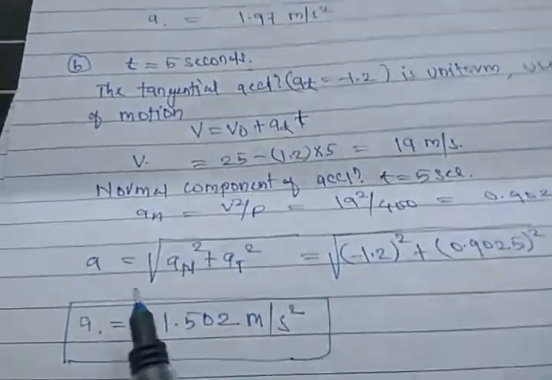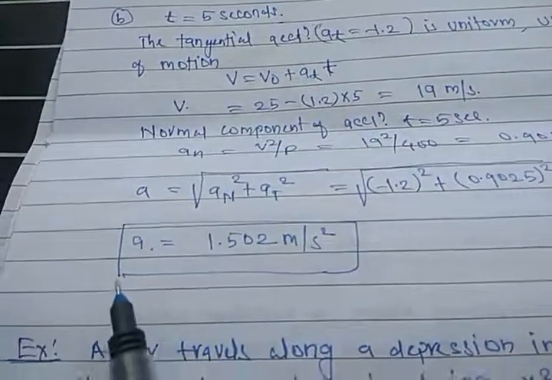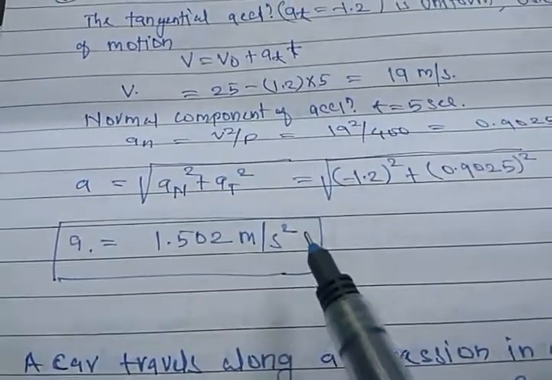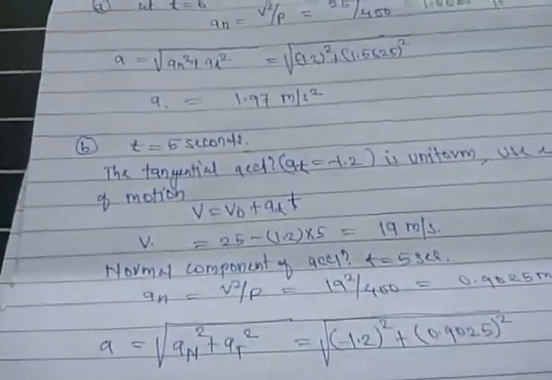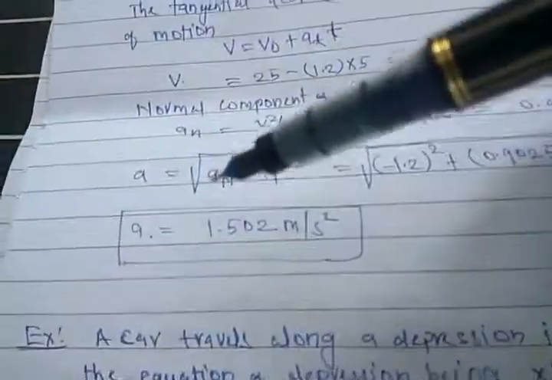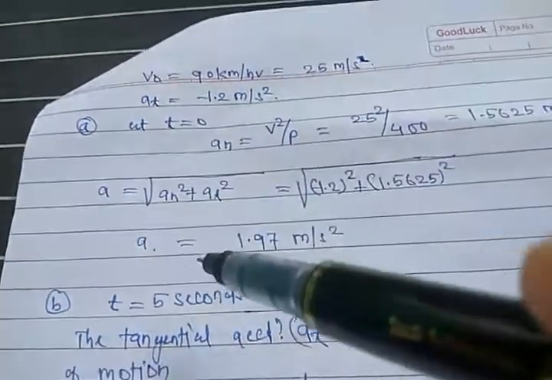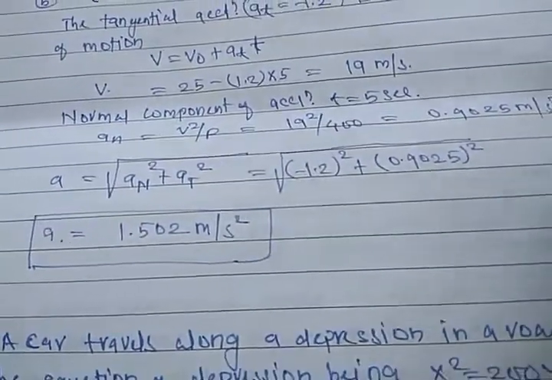Now a is square root of an square plus at square, so a is 1.502 meter per second square. Okay, so acceleration at t equals to 5 seconds and acceleration at t equals to 0 seconds: here it is 1.97, and here it is 1.5.